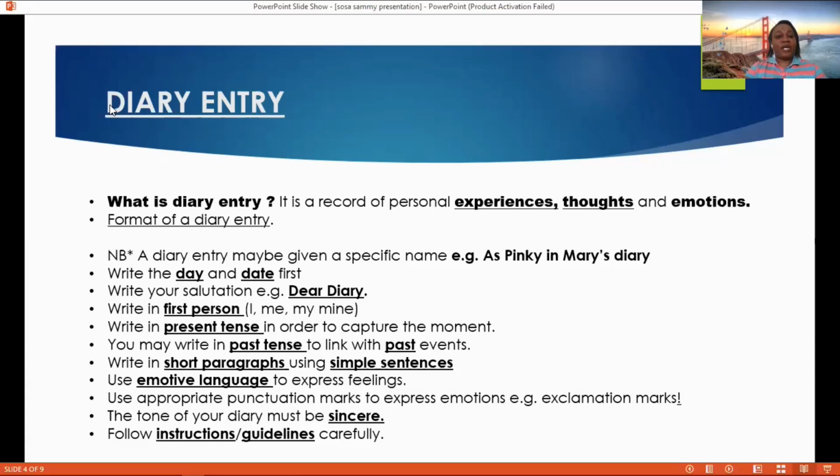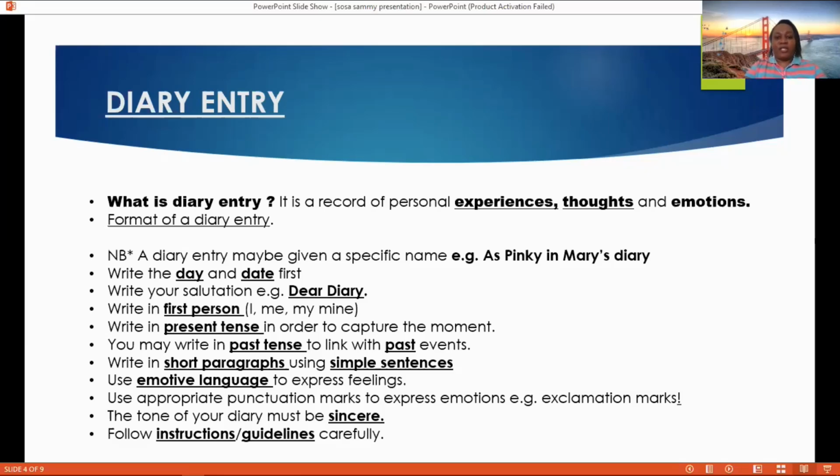You will write also in present tense. Present tense allows you to capture the moment. Right? You may write in past tense if you are to link the past events. Your paragraphs will be the structure of your diary in paragraph form, but allow your paragraphs to be short and to the point, and use simple sentences to pace your feelings, your thoughts, your emotions.